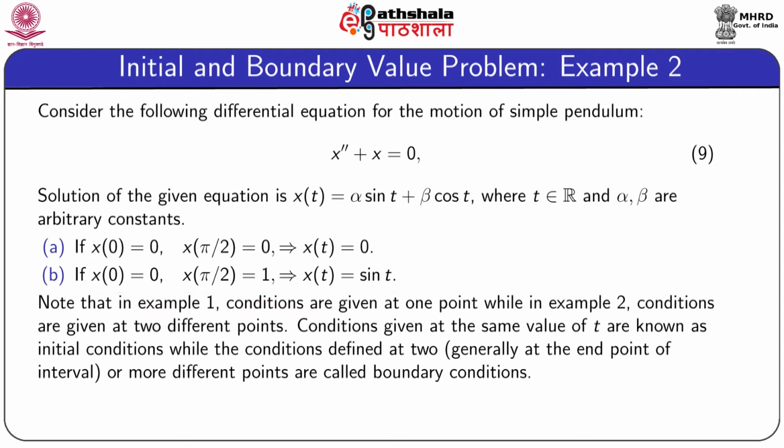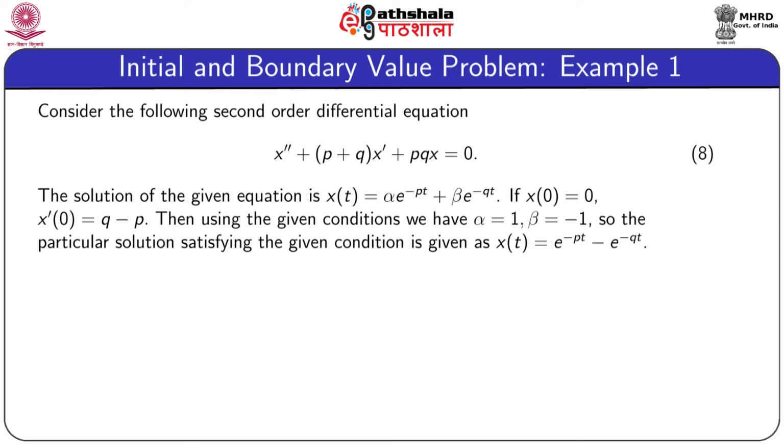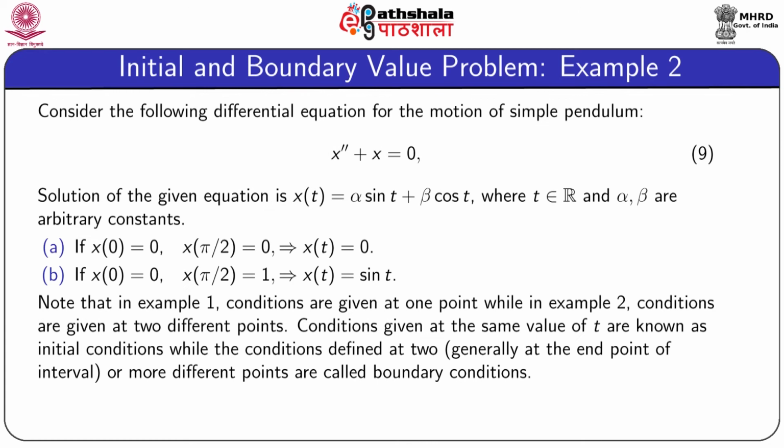Please note, in the previous differential equation, we have the conditions at the point t equal to 0, in both the cases where x(0) is equal to 0 and x'(0) equal to q minus p, whereas in the second equation we have the solution at two different points, that is at t equal to 0 and t equal to pi by 2. Therefore, the conditions that are given at one point are known as initial conditions, whereas in example 2 the conditions are given at two different points.